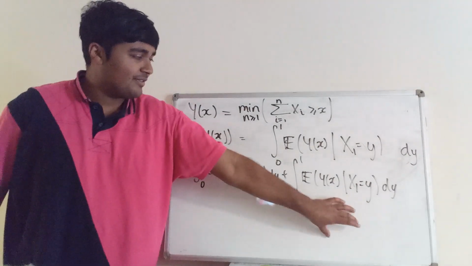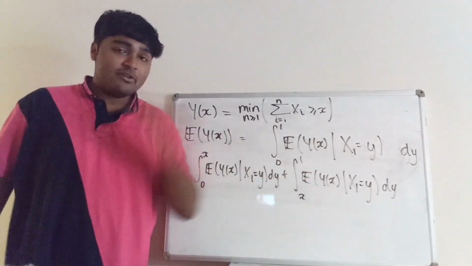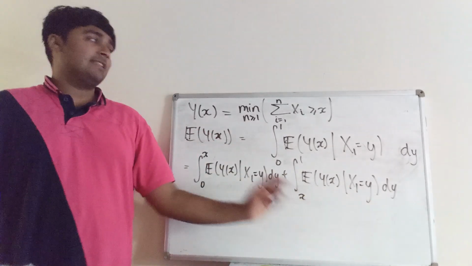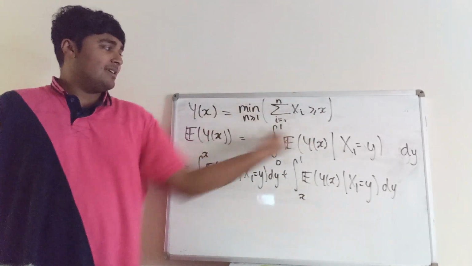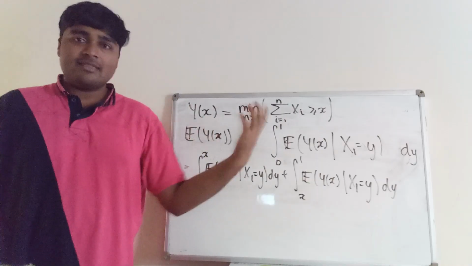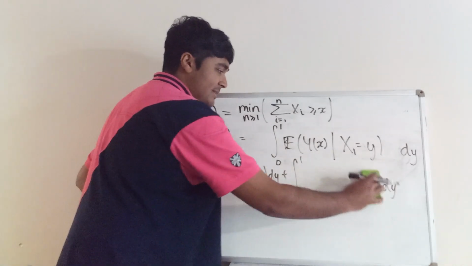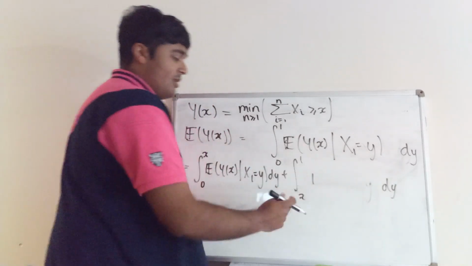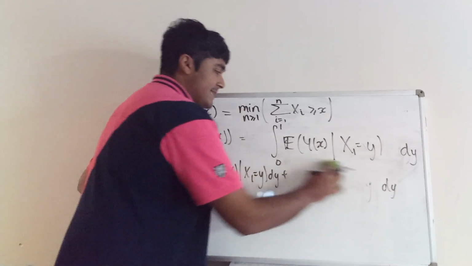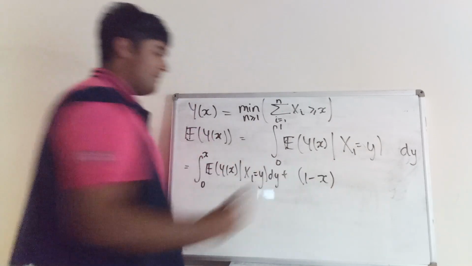Now let's look at this one first. When y here is bigger than x, the expected value of Y of x is just going to be 1, because if the first one, y, is already bigger than x, then the minimum n is just n equals 1, so we know that Y of x would be 1, and thus its expected value would be 1. So for this integral, I can just replace it with 1. So this is just the integral from x to 1 of 1 dy, and that, of course, is just 1 minus x. So I can replace all of this with 1 minus x, like so.